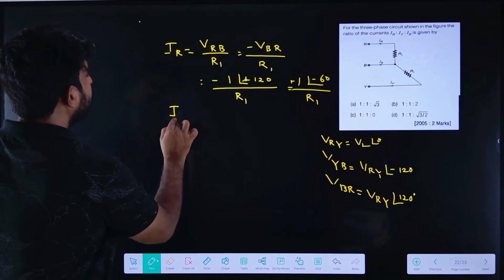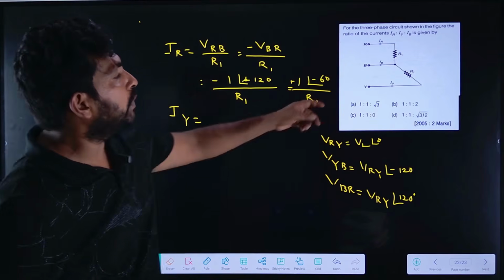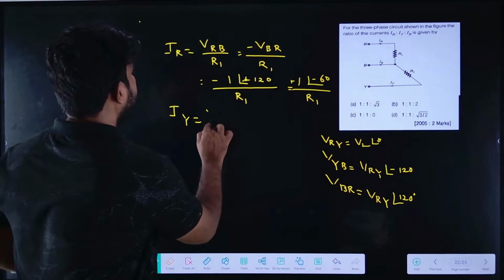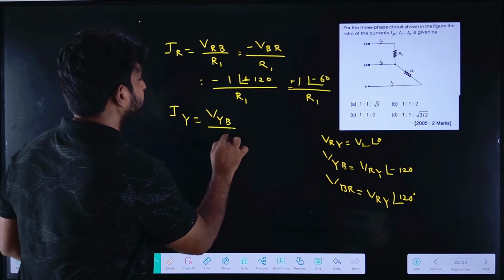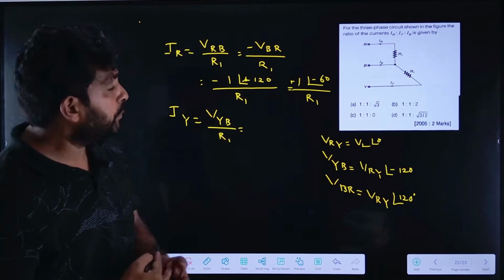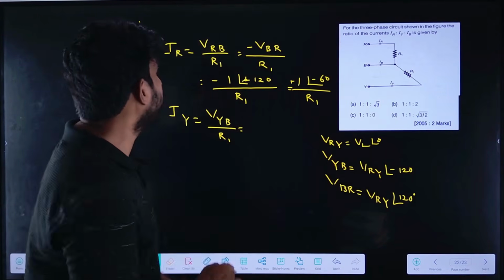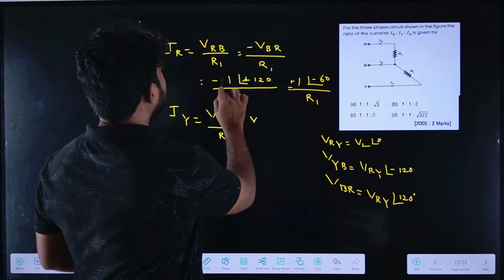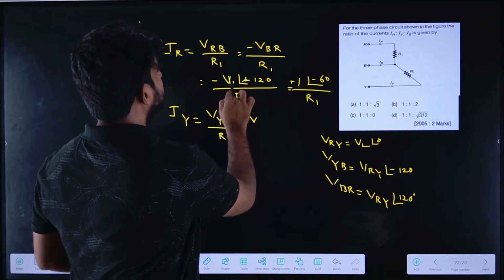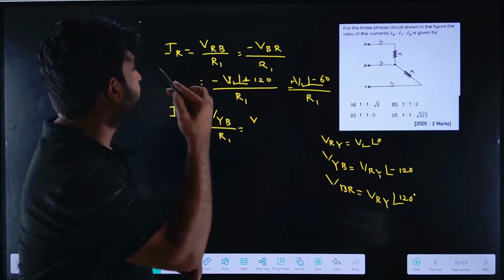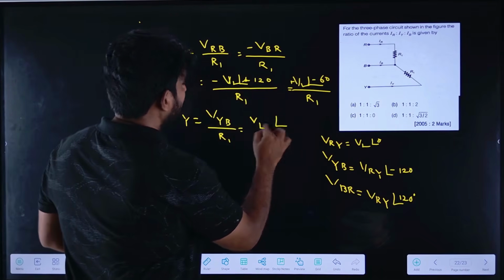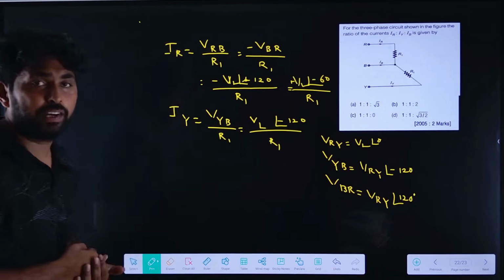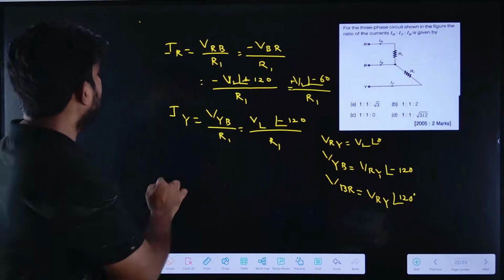Now find the IY. So how can we find the IY? IY is in this direction, VYB divided by R1. VYB divided by R1. So what is VYB? VRY at an angle of -120. Let me represent all the terms as VL. So VL at an angle of -120 divided by R. Now find the IB.